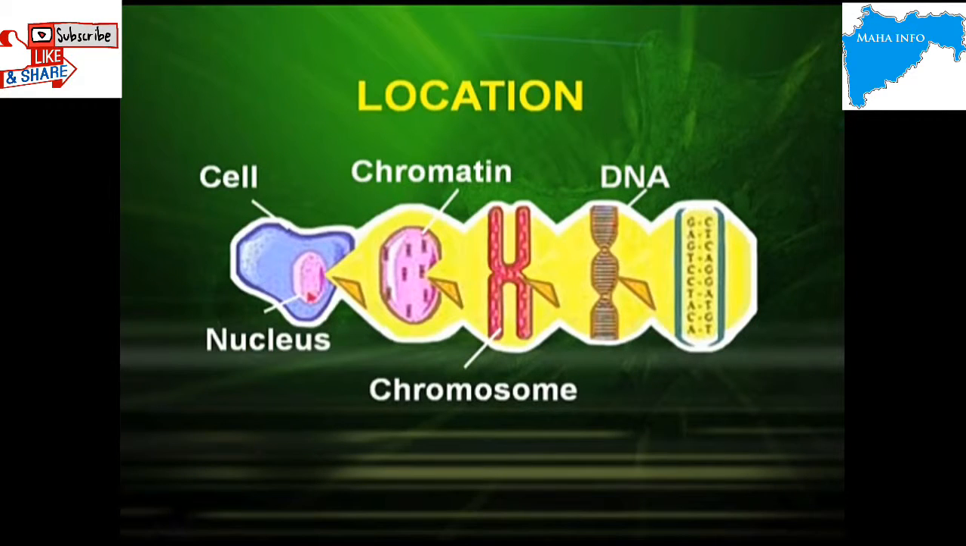Before we go into the detail of DNA structure, let us see where the DNA is located. The DNA is located in the cell. The cell contains the nucleus. The nucleus contains chromatin material. During cell division, the chromatin material is organized into chromosomes. The chromosomes contain the DNA.